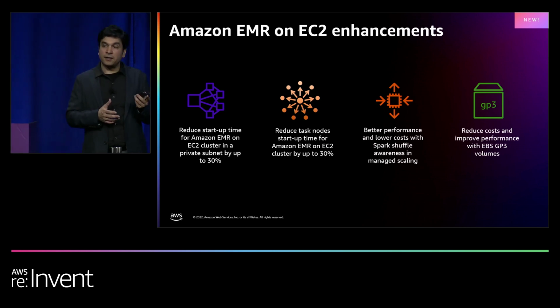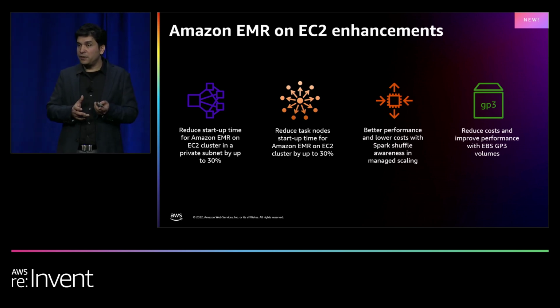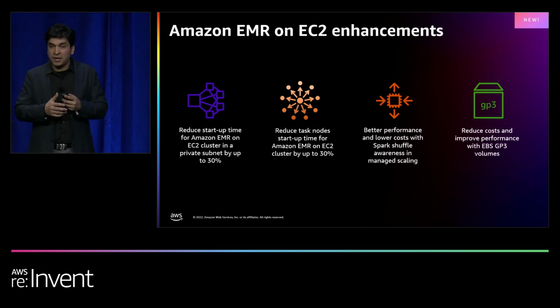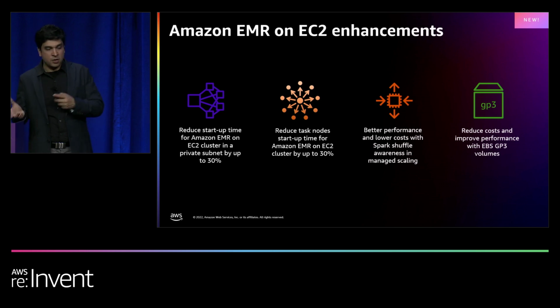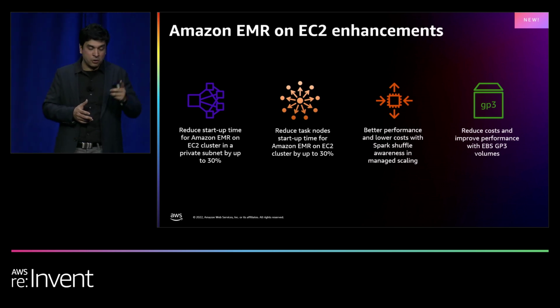And finally, we have GP3 volumes available. GP3 volumes give you 20% lower price than the prior GP2 volumes. So that is highly recommended. If you're using GP2 volumes today, you can easily move them to GP3. And what it also gives you is that you can scale performance in terms of IOPS and throughput independent of your storage. So that is one additional benefit of GP3 volumes.